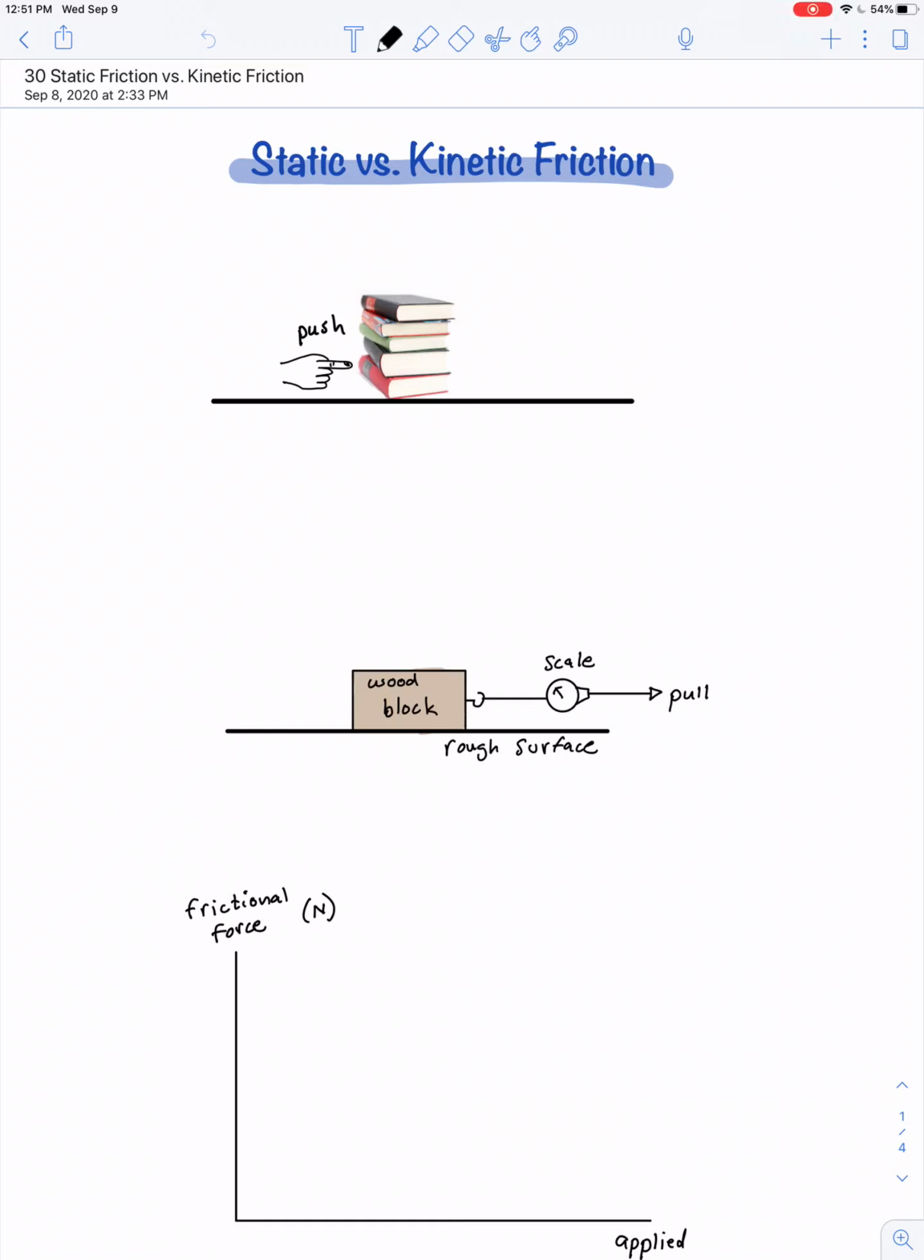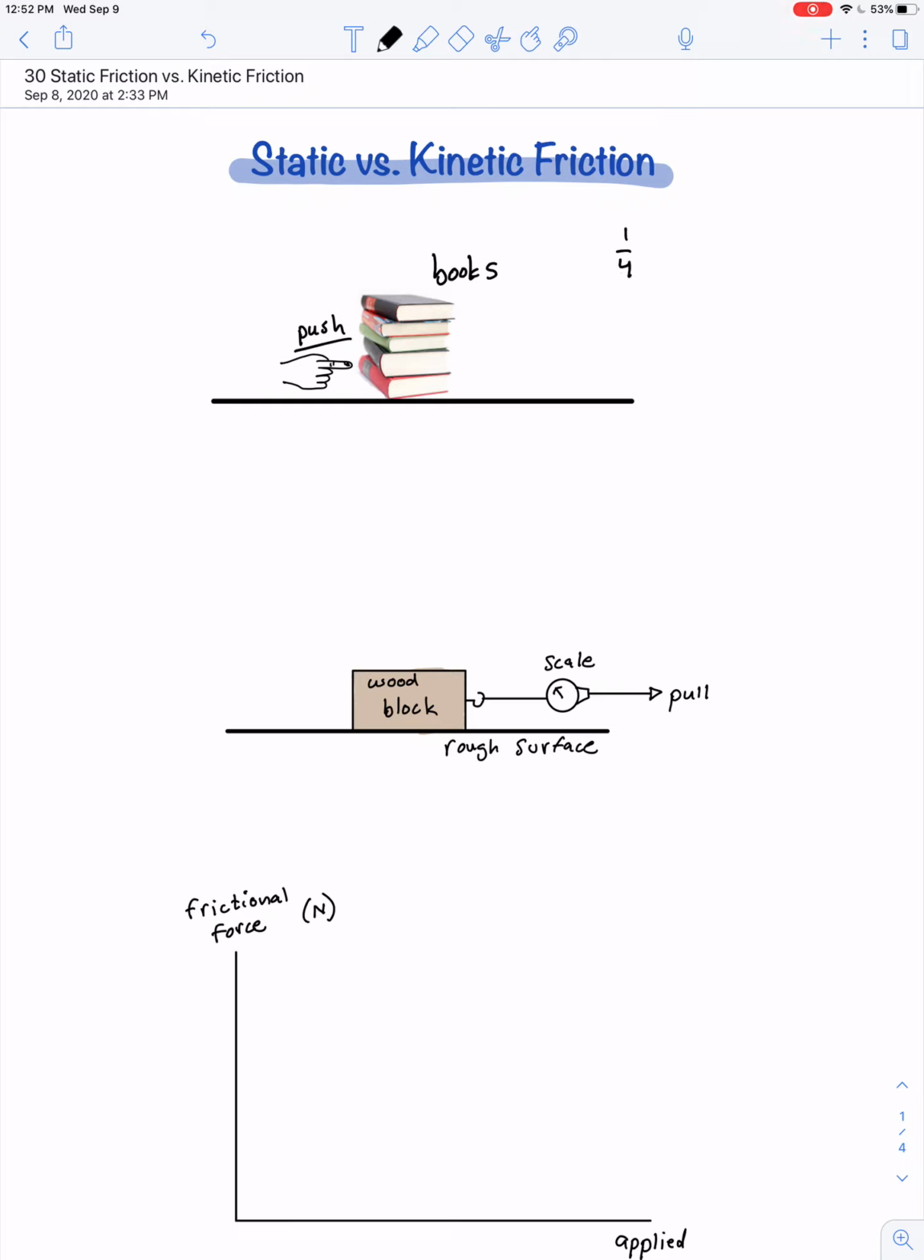I want you to try an experiment. I want you to put a stack of books on the desktop and then start to push ever so slightly against those books. And let me give you an idea of how hard to push. I want you to start out by pushing with a force of maybe about 1 Newton. Now, a Newton is less than a pound. I think this would be about right.